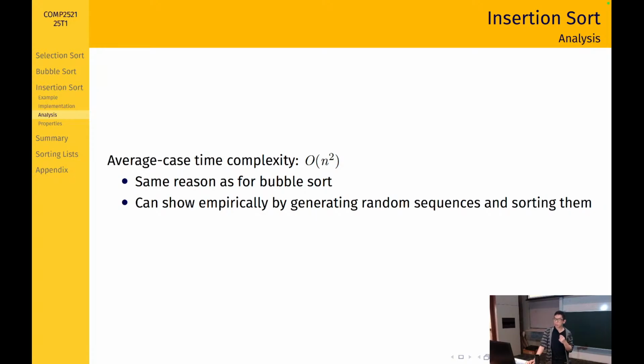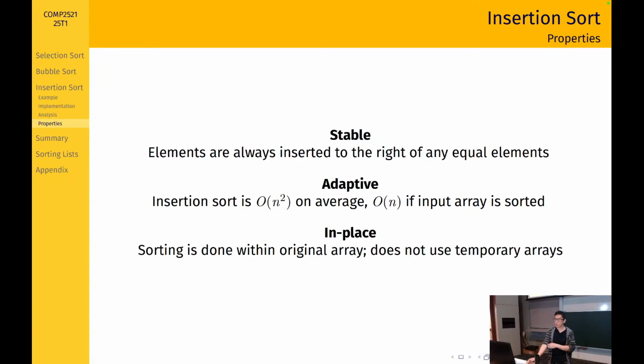Okay, and finally, the properties of insertion sort. So it's stable, and the reason it's stable is similar to bubble sort. We're comparing adjacent elements, and we're essentially only shifting or swapping if they're out of order. So if the items are equal, then we're not going to shift or swap anything, and that makes it stable.